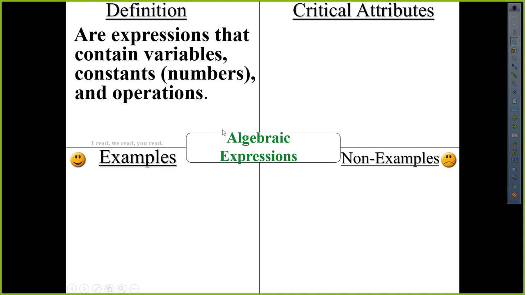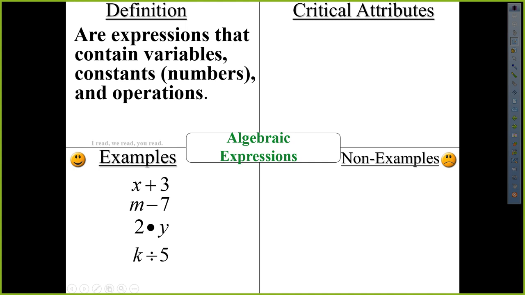Fairly simple, straightforward, yes? Examples. X plus 3, m minus 7, 2 times y, k divided by 5. As you're writing them down, think about it. Are these algebraic expressions according to the definition? Do they have a variable? Yes. Do they have numbers? Yes. Do they have operations? Yes. That's why they are algebraic expressions.